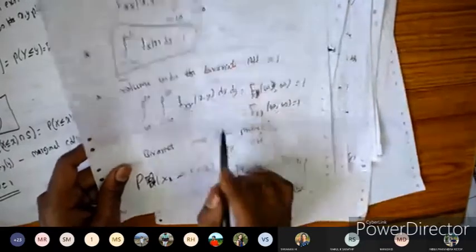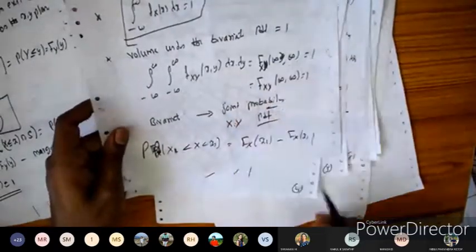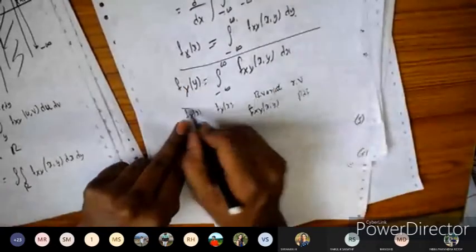For the PDF we also have the property that the volume under the bivariate PDF is equal to 1. So we are seeing the concept of how to find the area. After that we obtained the marginal CDFs and marginal PDFs, and this is a bit important.